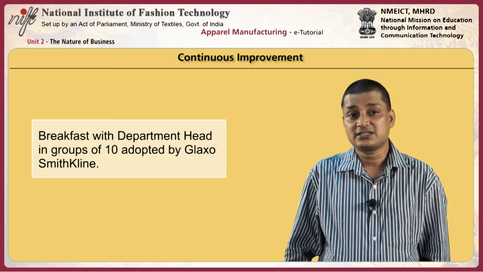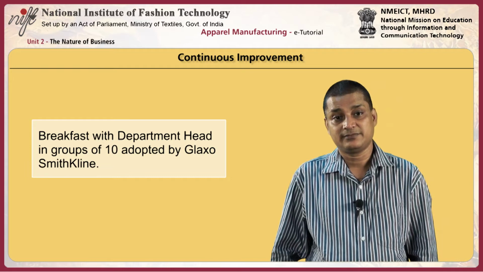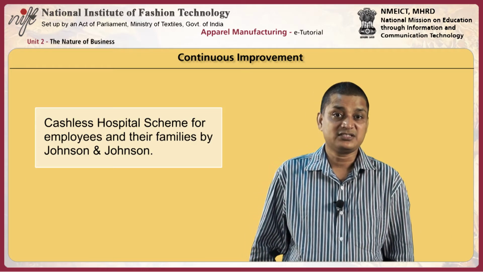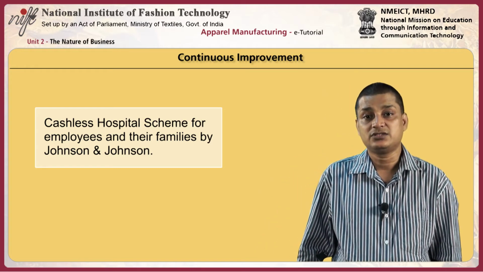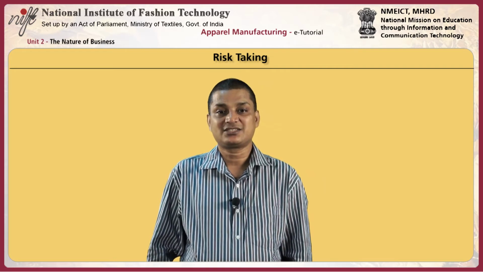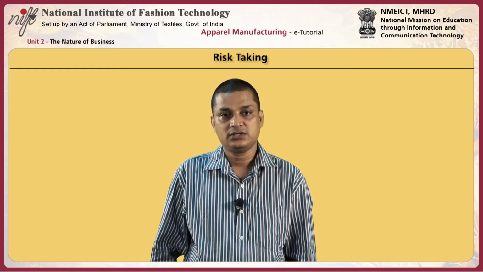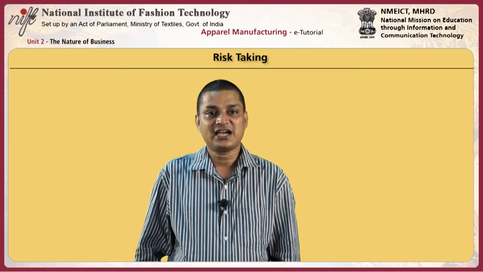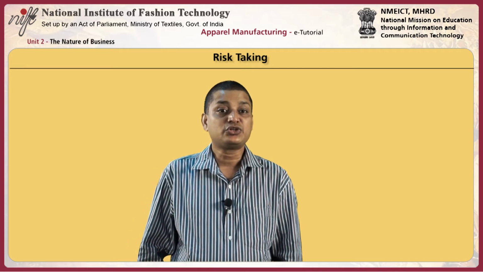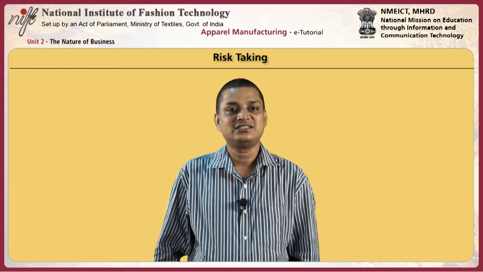Breakfast with department heads in a group of 10 is an initiative adopted by GSK. A cashless hospital scheme for employees and their families is a scheme adopted by Johnson & Johnson. The best companies have leaders who possess the courage to make the hard decisions and carry them out. People like Jack Welch, CEO of General Electric, known as Neutron Jack for his massive shake-ups at GE.